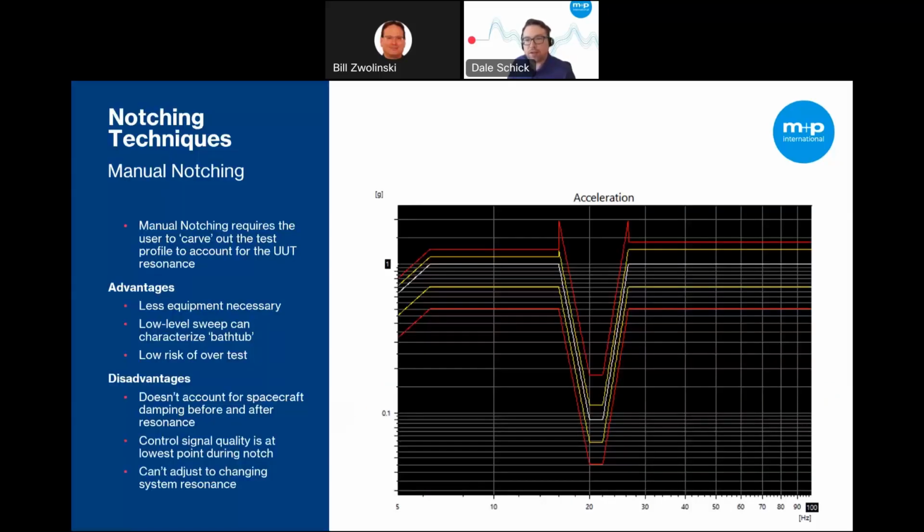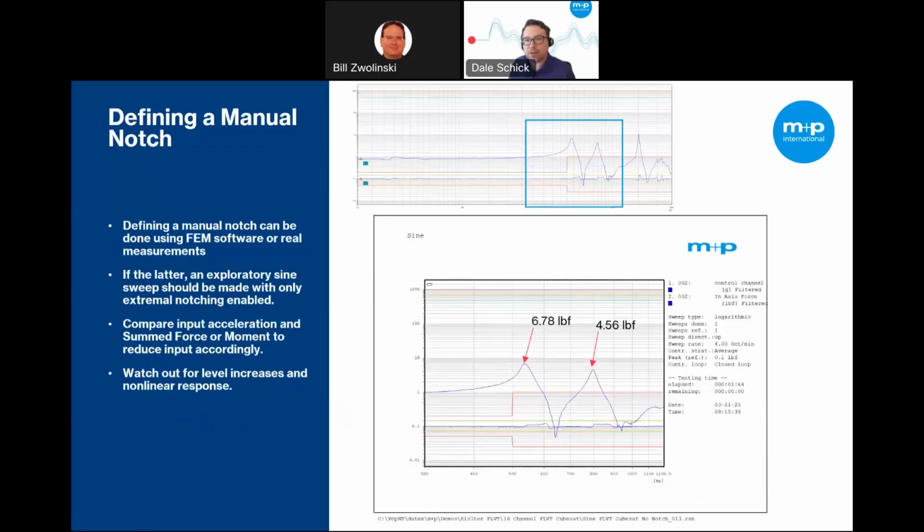Manual notching uses predicted or measured system response to change the reference profile. This is sometimes known as a bathtub notch due to its shape. It does require less equipment to execute, but I would argue that it requires a bit more pre-planning in order to execute correctly. Defining this notch requires careful analysis of the system response.